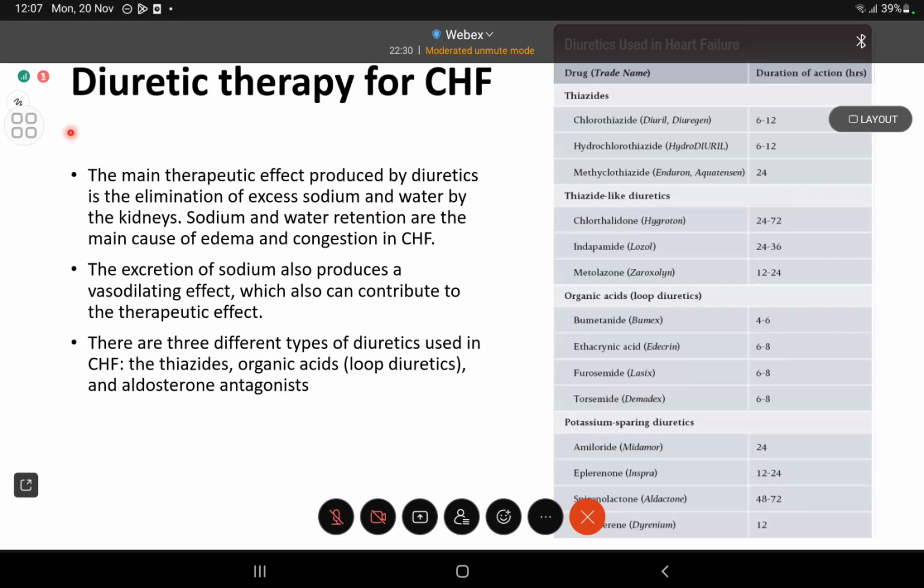So diuretic treatments. There are a few types of diuretics here. Today we'll focus on thiazide, organic acid, and potassium sparing diuretic. Sometimes this potassium sparing diuretic is also known as aldosterone antagonist, because this drug is going to compete with aldosterone. So that's why we consider it an aldosterone antagonist.